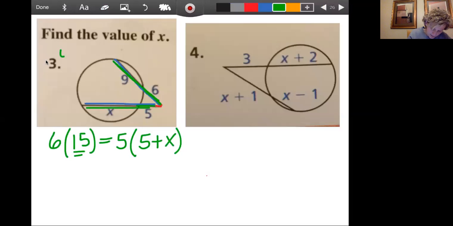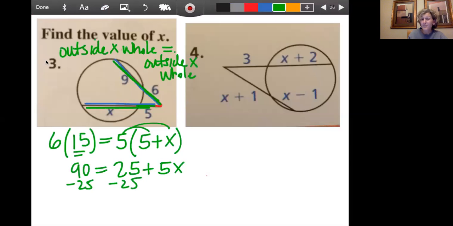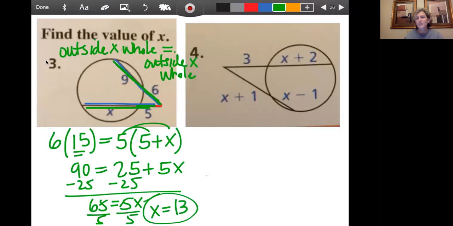All right, maybe I'll write it out: outside times the whole equals outside times the whole. Okay? And so then we just finish solving. 6 times 15 is 90. Go ahead and distribute that 5 in. You get 25 plus 5x. We're going to subtract 25 from both sides. All right, 65 equals 5x. Divide by 5, divide by 5, and x equals 13.